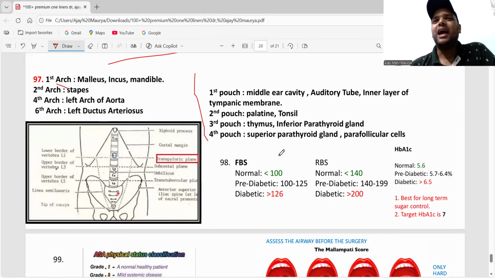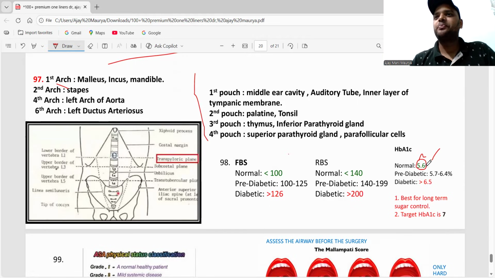Remember here, this one everyone knows. See, this is the HbA1c. Normal is 5.6. Remember 5.6 to 6.5. You see, panja chakka panja. Panja chakka panja. This mnemonic is given by Dr. Ashish sir. Thank you, sir.